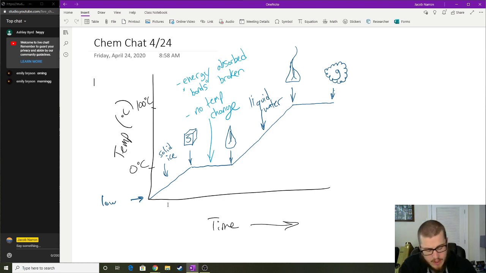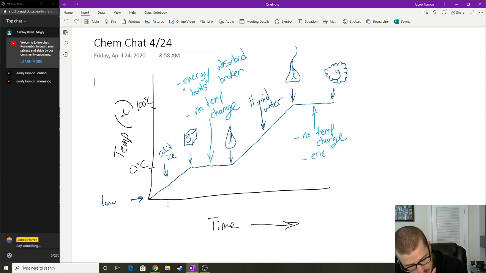All right, so during this phase change then, notice there is still no temperature change, but instead, this is where energy is still being absorbed and those bonds are broken.